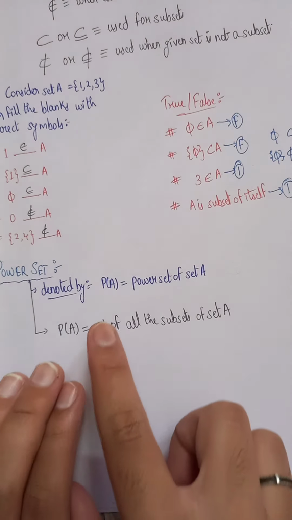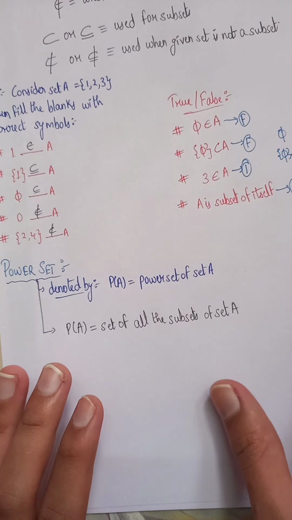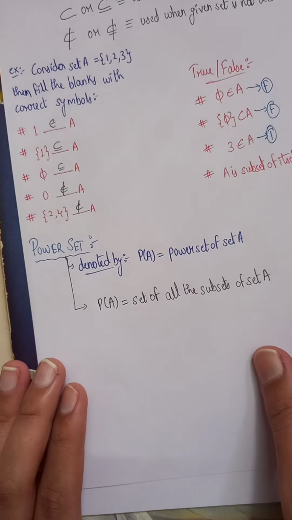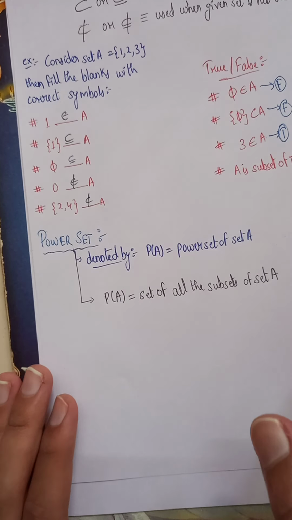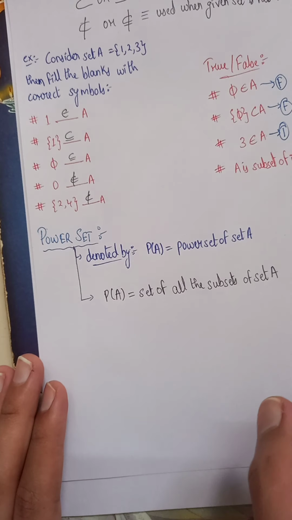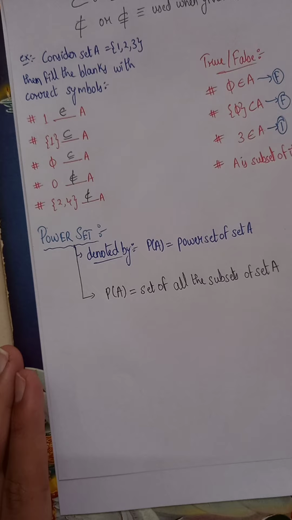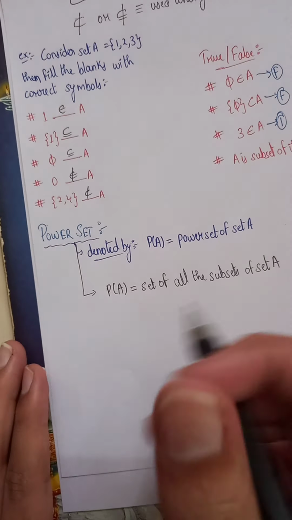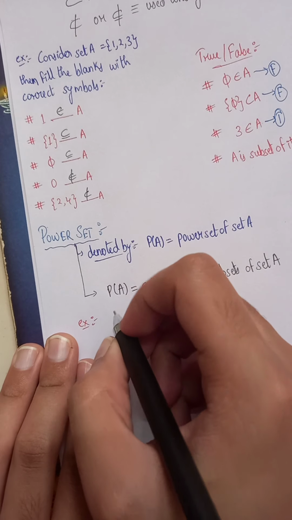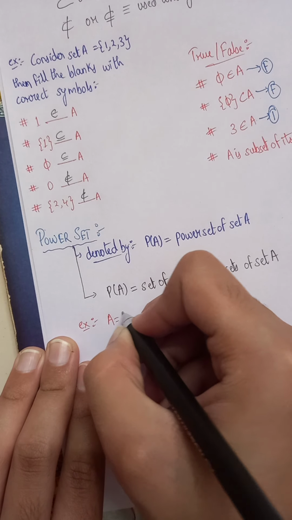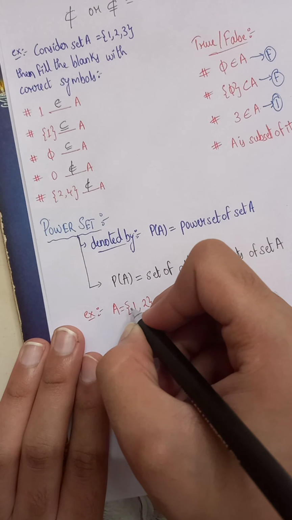So P of A is equal to the set of all the subsets of set A. Basically in mathematics, when a definition is written, most people don't understand. We get to understand when an example is explained. So let's write an example. I'll explain this definition through an example. Suppose there is a set A, 1, 2.